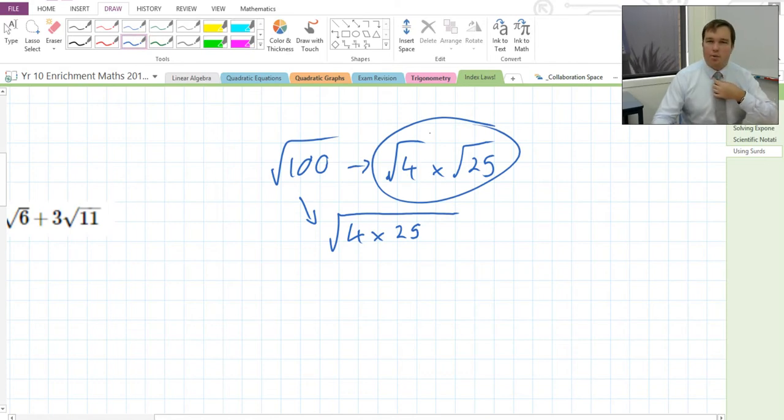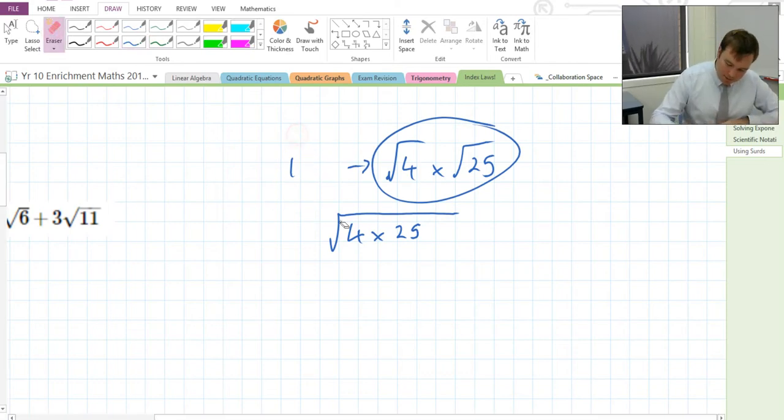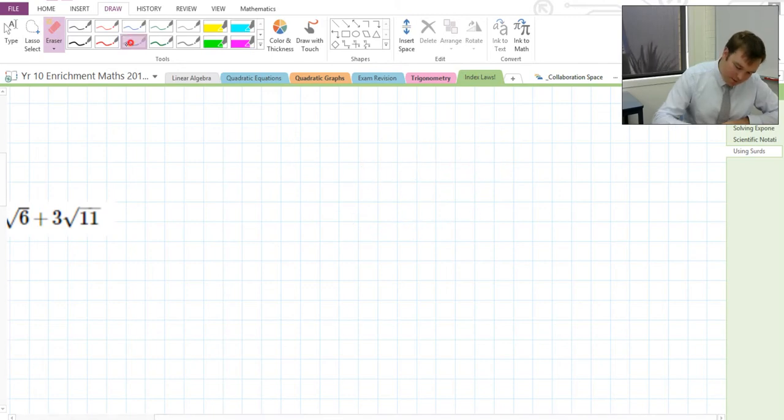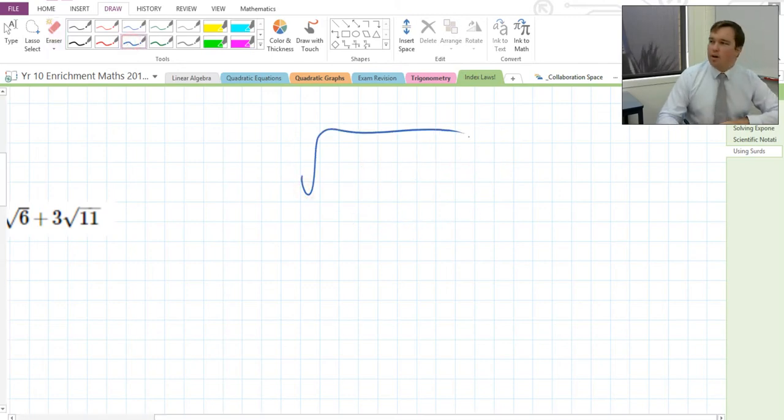The reason I didn't go with either of them is because both of these are perfect squares. Sorry, that was a terrible example. Square root of 100 is just 10, isn't it? Let's try a better one. Square root of 70.